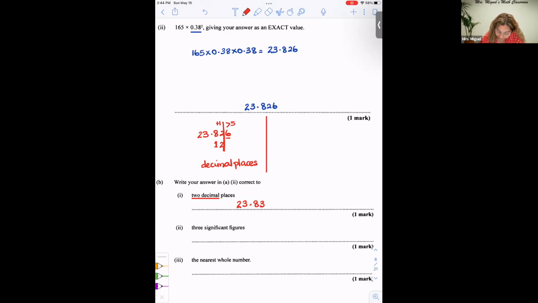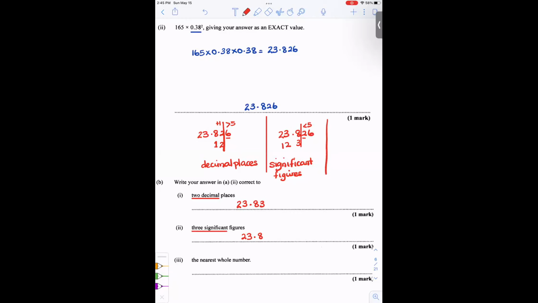We are going to do significant figures now. 23.826. Well, the first digit is not 0, so I start counting. And I want 3 significant figures. 1, 2, 3. This is my cutoff. This digit is less than 5. So I do not add 1. So this becomes 23.8. Do you all have that? Yeah, miss.